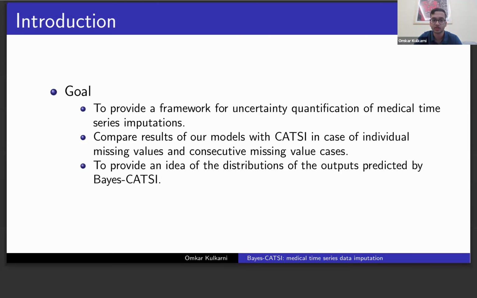The goal of this work is to provide a framework for uncertainty quantification of medical time series imputations and compare the results of our models with CATSI in case of individual missing values and consecutive missing value cases, and also provide an idea of the distributions of the outputs predicted by Bayes-CATSI.